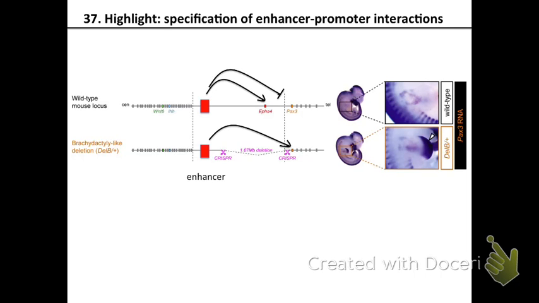So this is an example of how we should figure out which enhancers are talking to which promoters and regulating which genes in order to understand how the genome is interpreted to produce us, right?